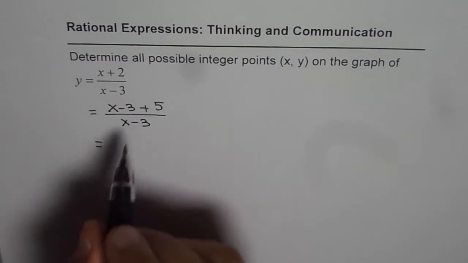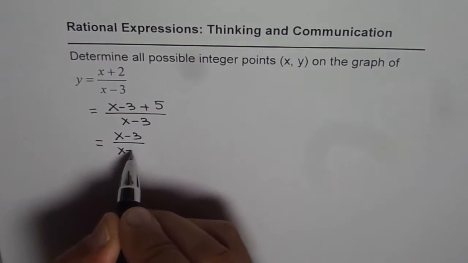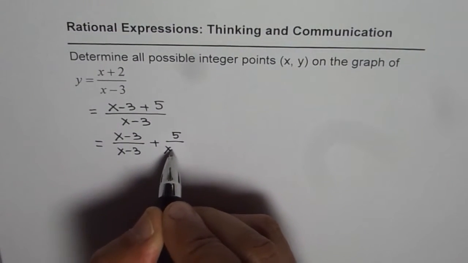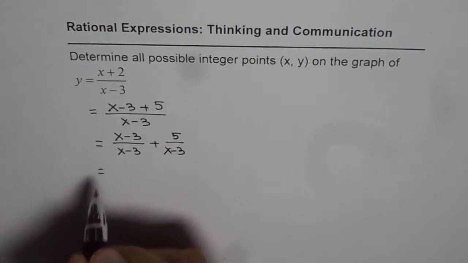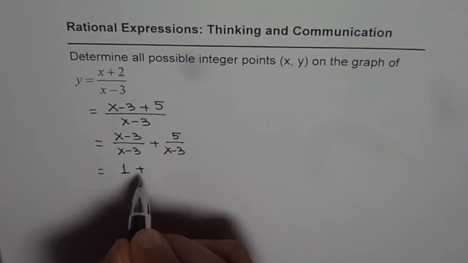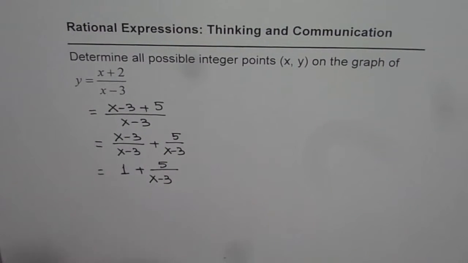We can now write it as two terms. The first term is (x - 3) divided by (x - 3). The second one is 5 divided by (x - 3). Now you know what? (x - 3) divided by (x - 3) is just 1, right? So 1 plus 5 divided by (x - 3). So that becomes our rational expression on the right side.